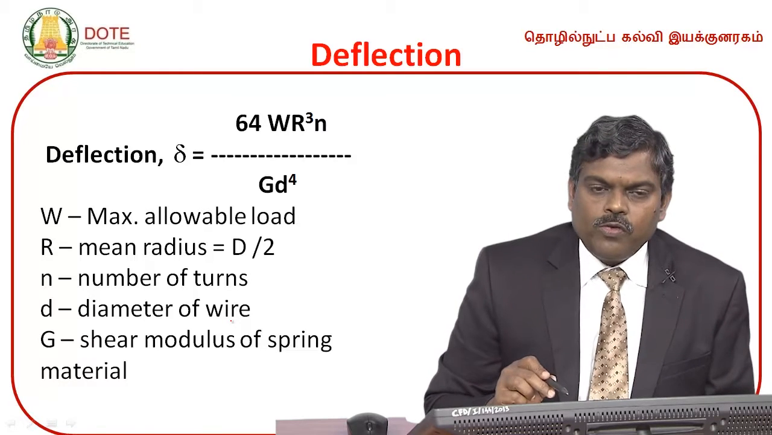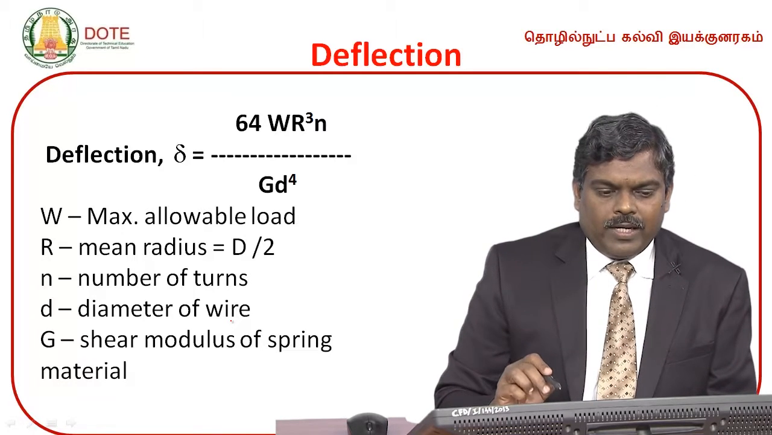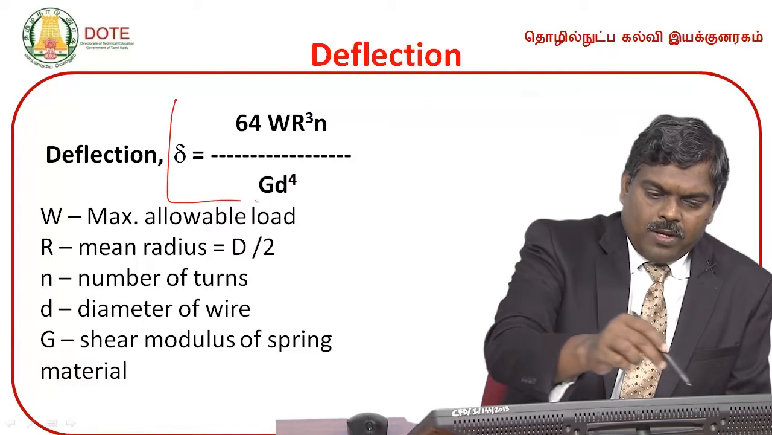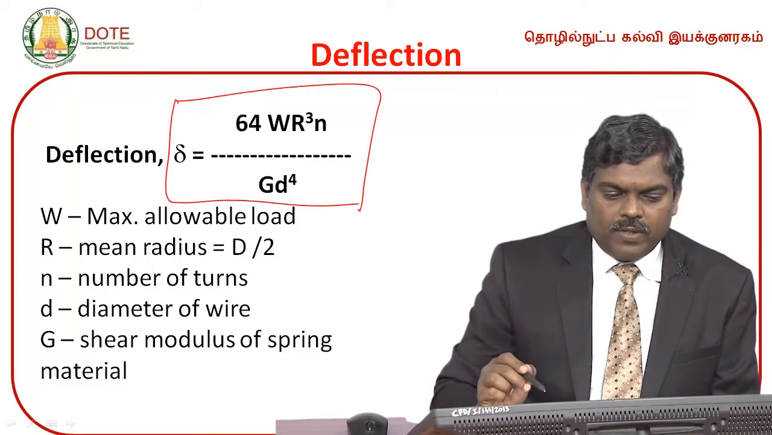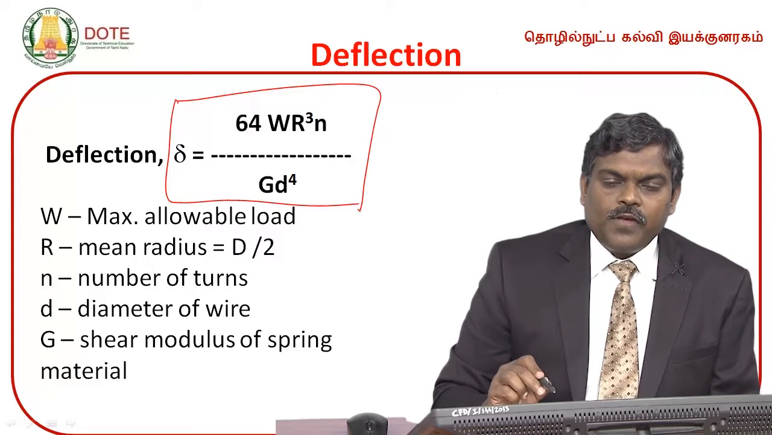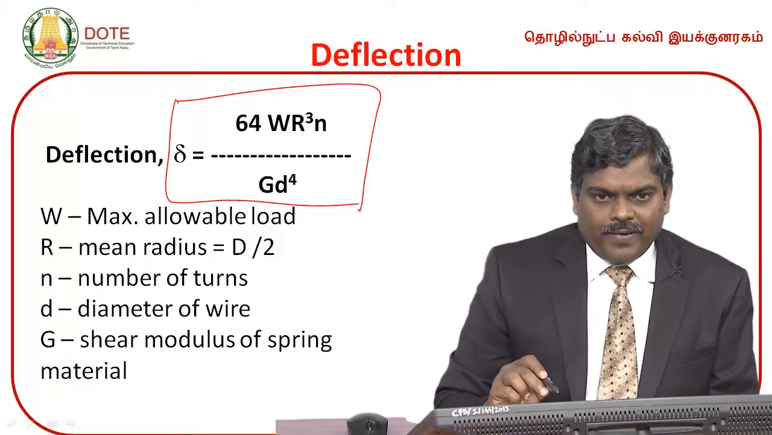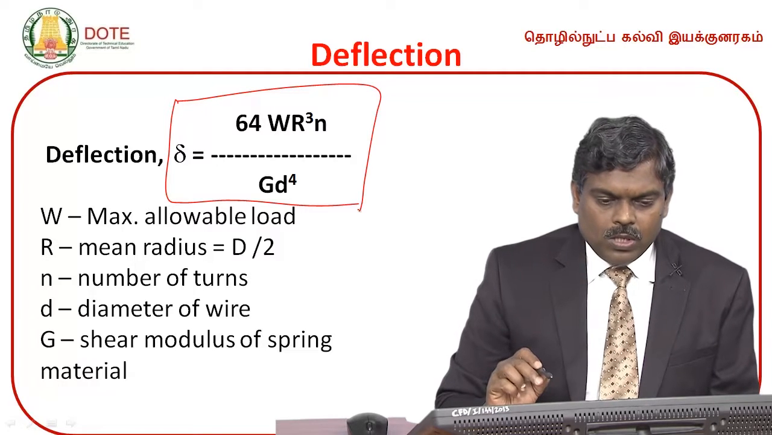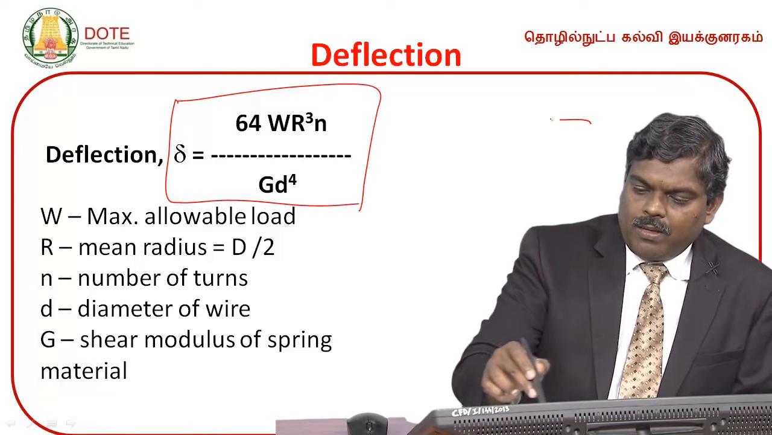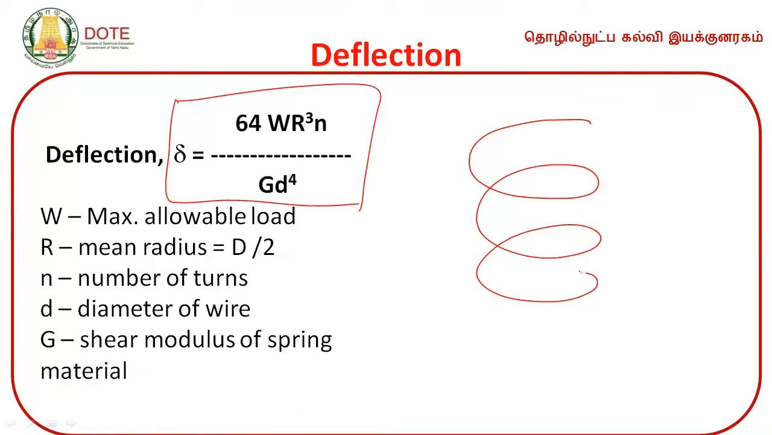Deflection. So how to find the deflection of a spring? The deflection of the spring can be calculated using the formula. Using the formula, we can calculate the deflection of the spring. Deflection delta is equal to 64 W R cube N divided by G D to the power 4. What is W? W is the maximum allowable load. R is the mean radius.